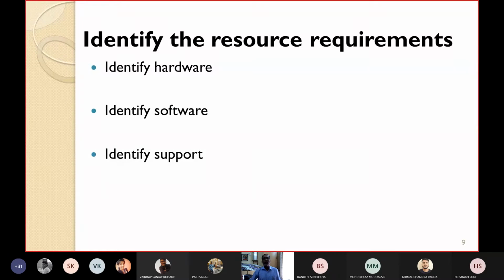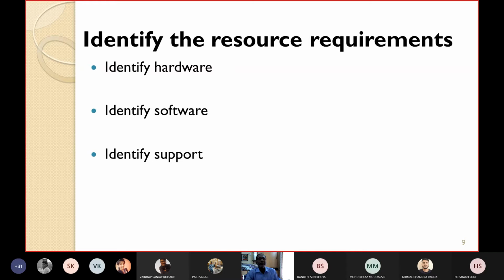So let's see what the resource requirements are. For a software project, these are the resources. In order to develop a software project, these requirements we may need: one is the hardware, then the software, and the support. So identify the hardware required for your project, identify the software that will be required, and identify what kind of support you need for the development of your project. Now let's start with identifying hardware.